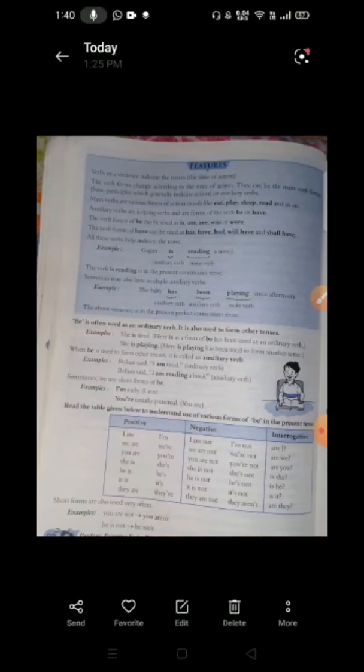So you'll have to remember, and do look at the table given here. It tells us that if you are using a positive sentence, a negative sentence, or an interrogative sentence, we use various forms of be present in the sentence. Here only the be form is present: we are not, you are, she is, are you. So are, you, she, these are all be forms.